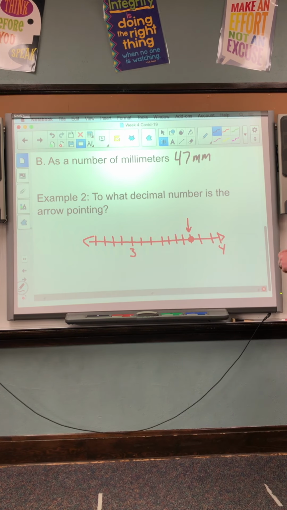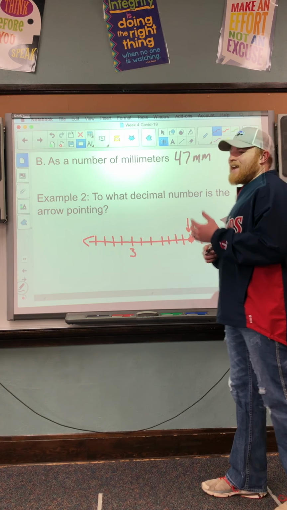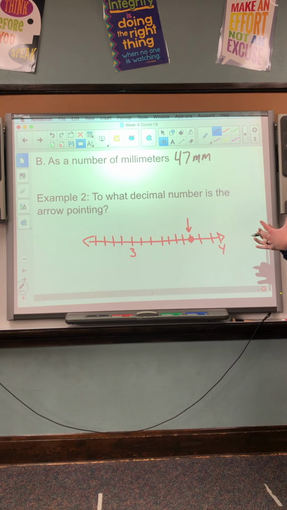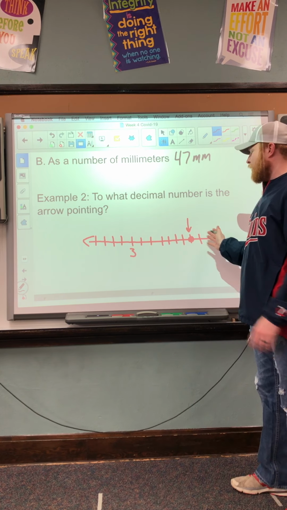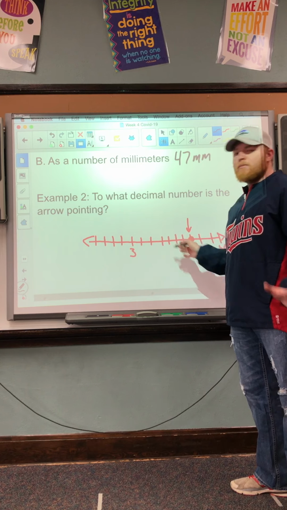Example 2, to what decimal number is the arrow pointing? Again, now this is a little bigger so you can see. So now, pretend this is a ruler, okay? We could label it as centimeters. This is a centimeter ruler.